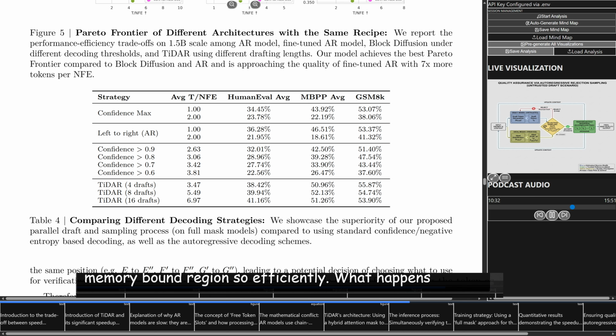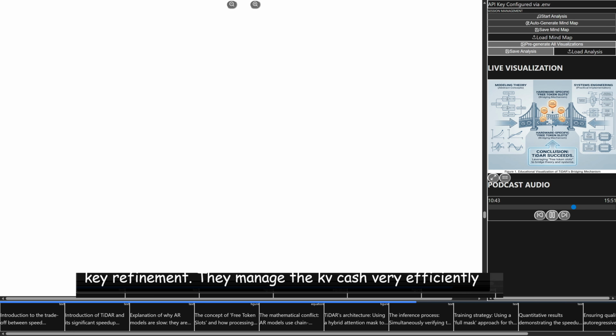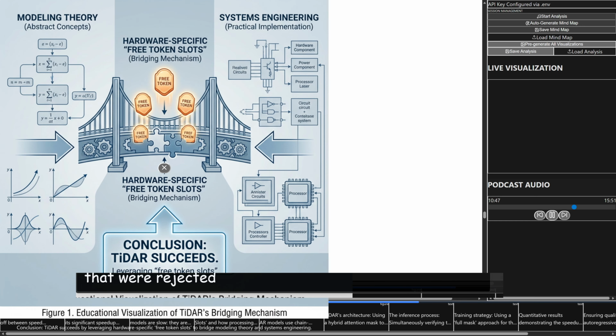What happens to the KV cache then? If, say, the model only accepts 3 out of 5 draft tokens, is that other computation wasted? That's a key refinement. They manage the KV cache very efficiently. It only needs to evict the cache entries for the tokens that were rejected. So if the final accepted length is shorter than the draft length, the KV cache for the rejected part is just thrown out. No wasted computation, which is a big deal compared to a lot of other complex models.